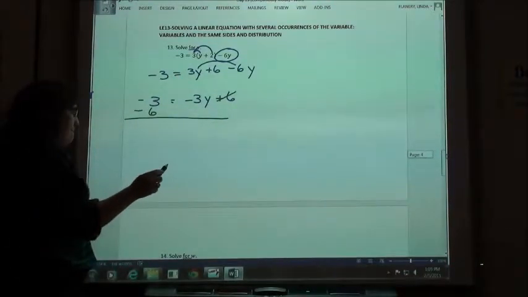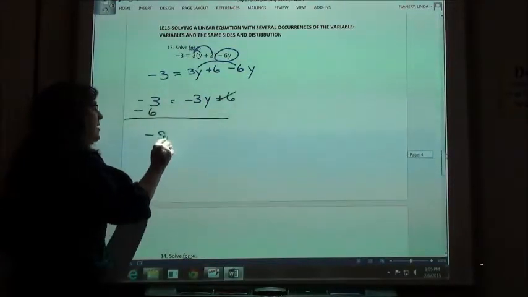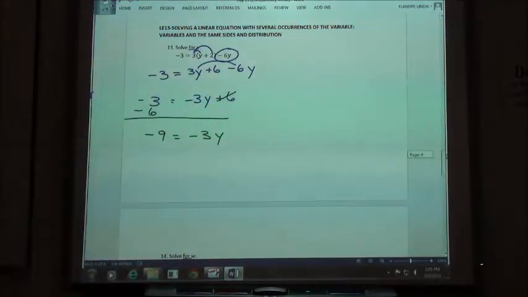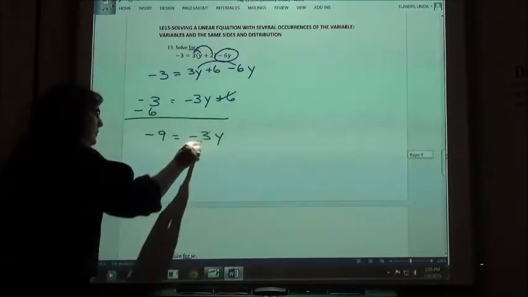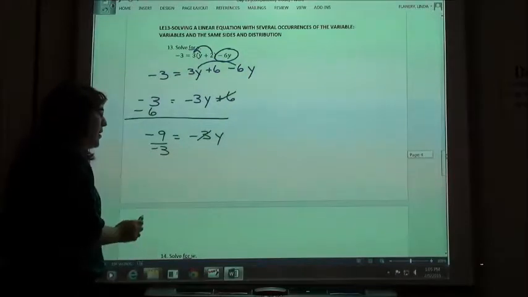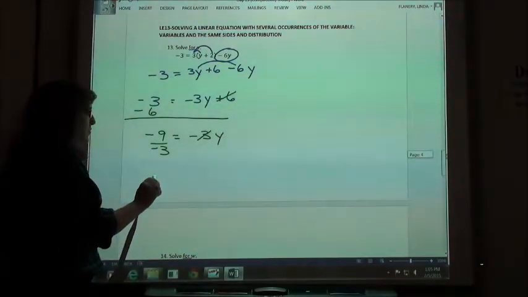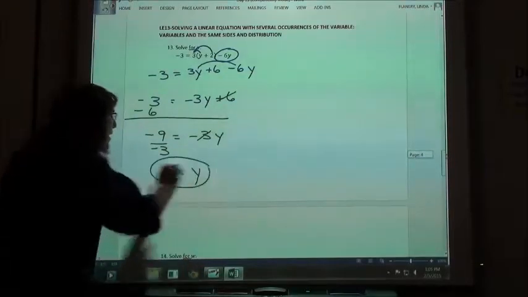So we get negative 9 equals negative 3y. And then we're going to divide negative 9 by negative 3, divide by that negative 3, and my answer is positive 3. 3 is equal to y, or y equals 3.